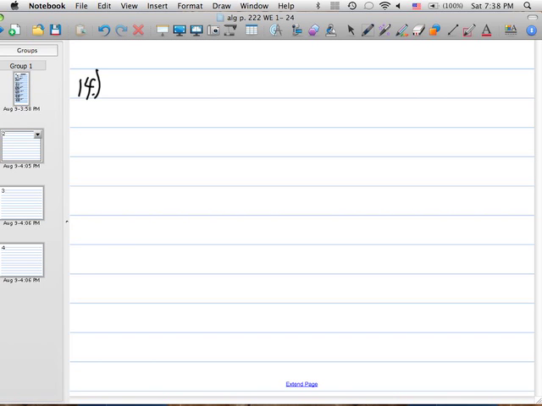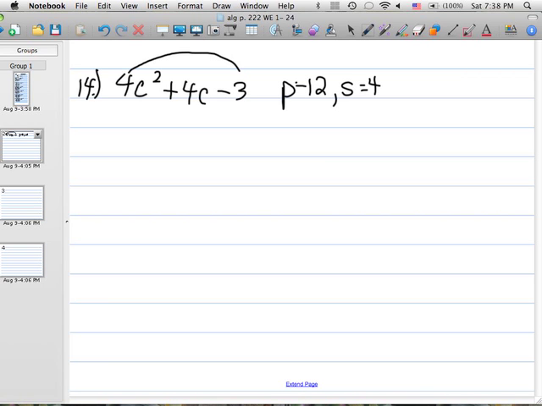Problem 14, you have 4c squared plus 4c minus 3. Product of the two numbers we're looking for is negative 12, and the sum is 4. The two numbers that would work would be 2 and 6, and the sum has to be positive 4, so the 2 would have to be negative. So splitting the 4c apart, we get negative 2c plus 6c minus 3.